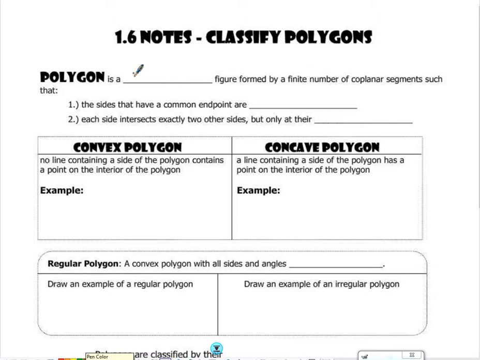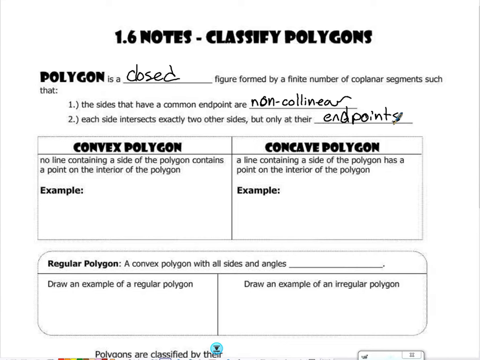A polygon is a closed figure formed by a finite number of coplanar segments such that the sides that have a common endpoint are non-collinear, each side intersects exactly two other sides, but only at their endpoints. So a lot of different things are happening there.